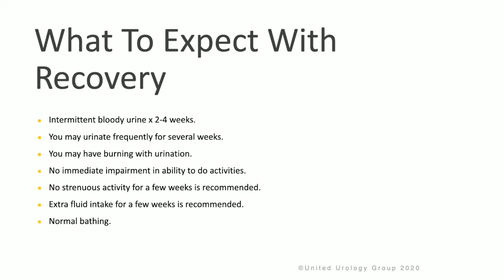It's important to know that post-TURBT you can expect to have intermittent bloody urine for up to 4 weeks. You may urinate more frequently for several weeks, and you may have burning with urination. There's no immediate impairment in the ability to do activity, but you don't want to do strenuous activity for a few weeks because of risk of bleeding.